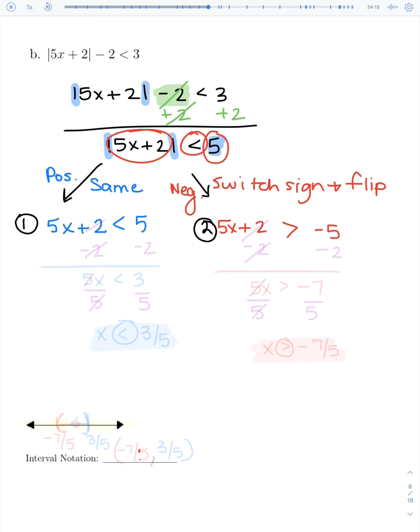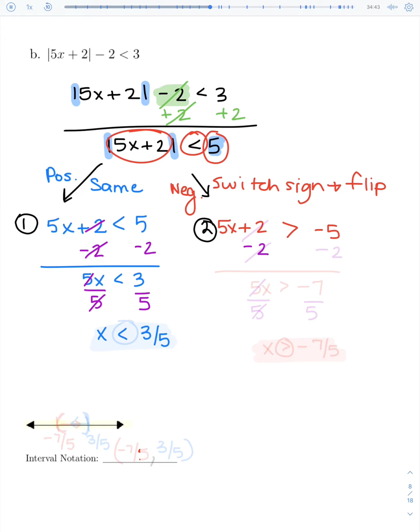So let's start with the first one. We'll subtract 2 from both sides, which will give us 5x is less than 3. Next thing that we'll do is we'll divide both sides by 5, which will get us that x is less than 3/5. Perfect.